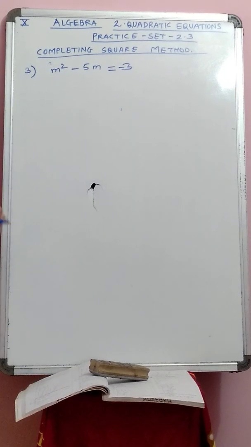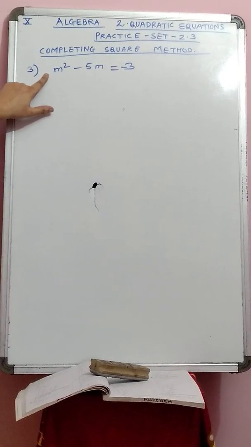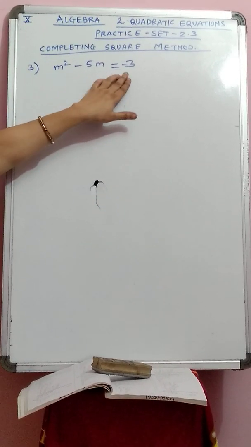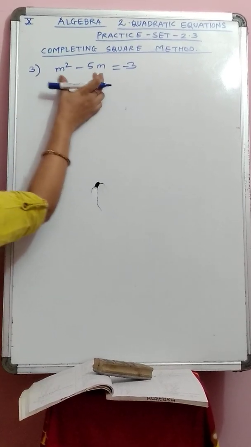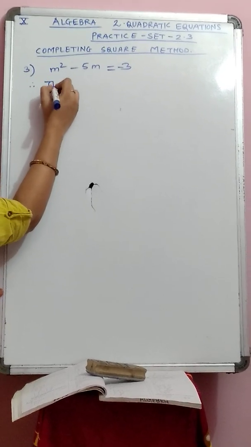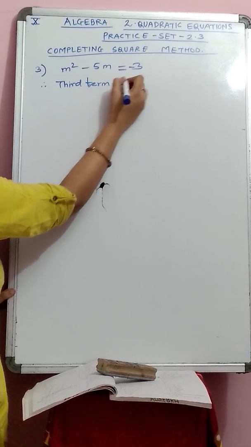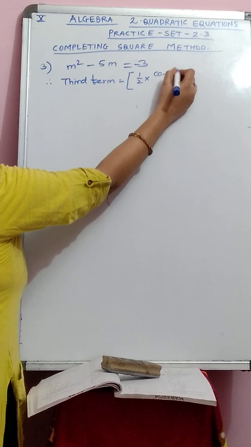This is your question. The first step is to see whether there is any coefficient with this m square. Actually there is no coefficient. Then the constant is already taken to the right hand side. So here are two terms on the left and here is one on the right. We have to find the third term. So how are we going to get that? Third term is equal to 1 upon 2 into the coefficient of m.